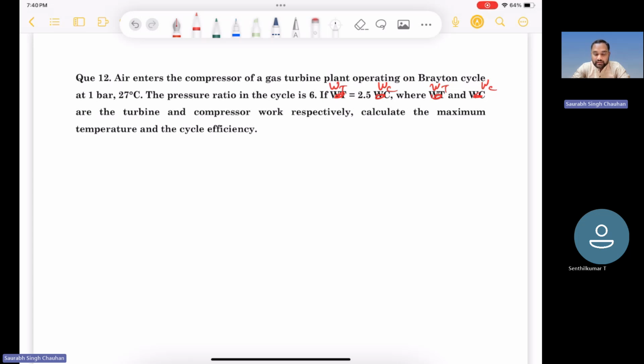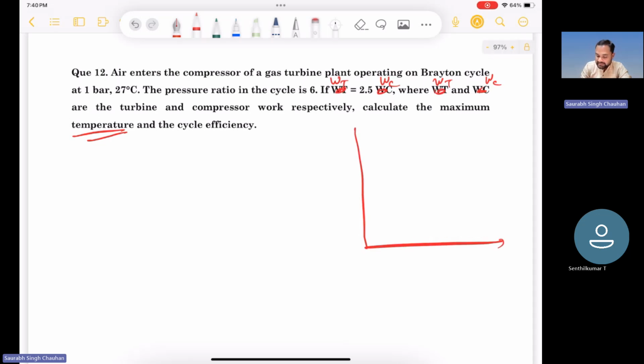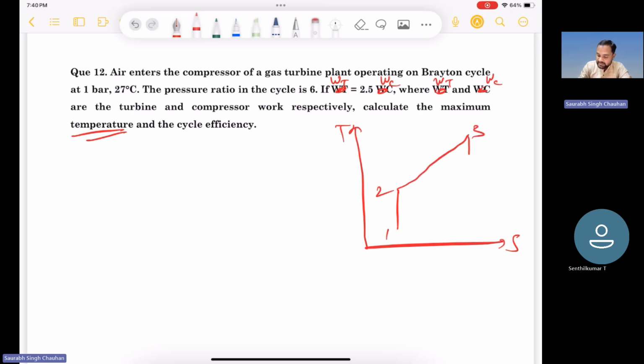So the maximum temperature: first of all you should make the TS diagram. 1 to 2 is the isentropic compressor, then 2 to 3 is heat addition, then 3 to 4 is the turbine. A simple Brayton cycle. Then you have to find the temperature T3 at point 3, and the cycle efficiency. Pressure ratio is given, so I think that is enough to find the cycle efficiency, right?